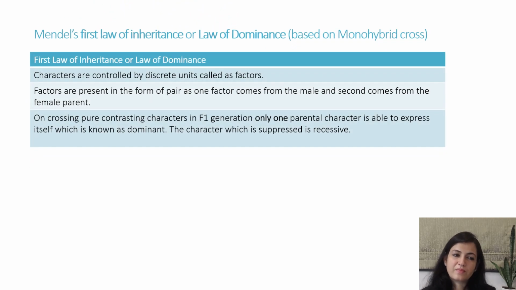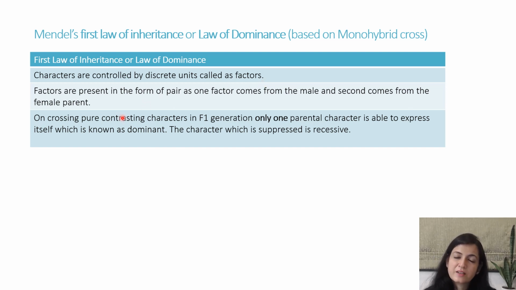Now, on the basis of this monohybrid cross, the first and the second law of inheritance can be derived. The first law of inheritance, also known as the law of dominance, is based on monohybrid cross. The first law of inheritance, or the law of dominance, states that the characters are controlled by discrete units, and they are called factors. The term factor was given by Mendel. So characters are controlled by factors, and factors always occur in pairs, because one factor comes from the male parent, and the second factor comes from the female parent.